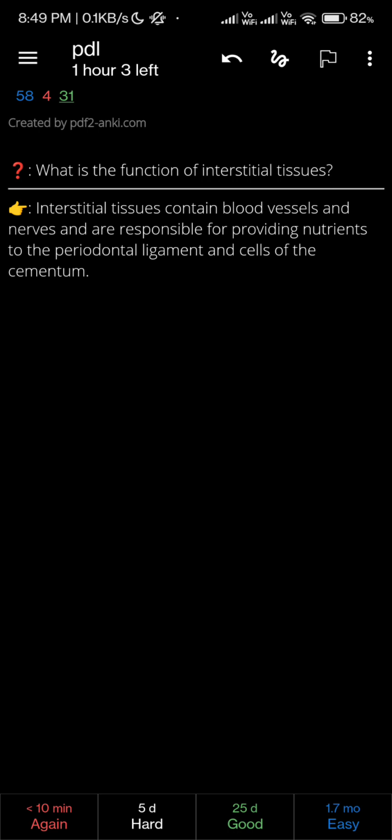So what is the function of interstitial tissues? Interstitial tissues contain blood vessels and nerves, and are responsible for providing nutrients to the periodontal ligament and cells of the cementum.